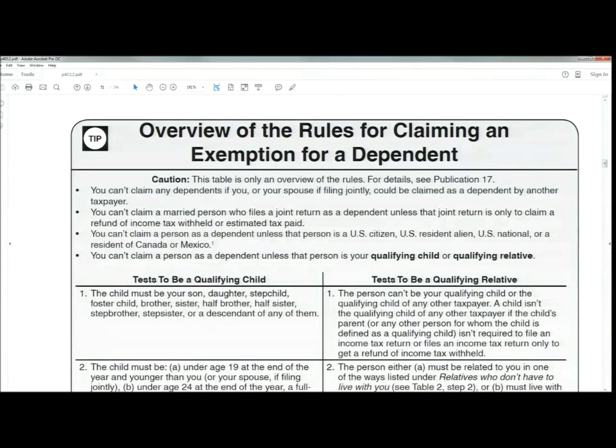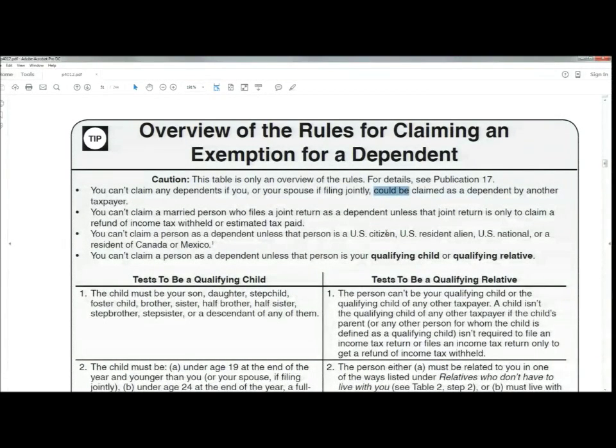And notice those words. Those words are meaningful to us. Could be claimed, not were claimed. Could be claimed. In other words, if they're eligible to be a dependent themselves, they're out of the dependent game right off the bat. They just can't claim a dependent if they themselves could be a dependent for somebody else. Can't claim a married person who files a joint return unless their income is so low that they're filing that joint return simply to get some withholding back.